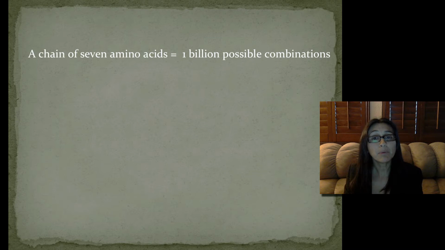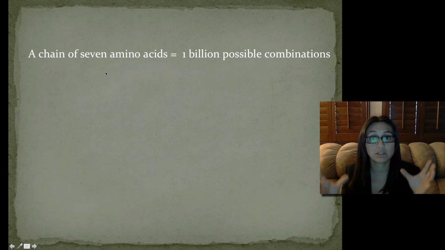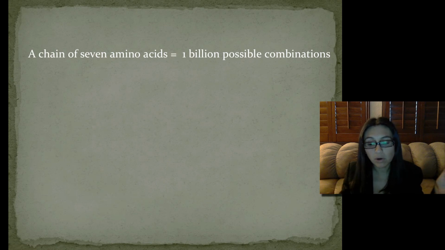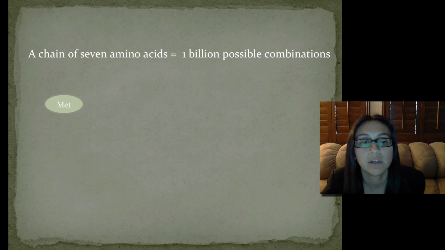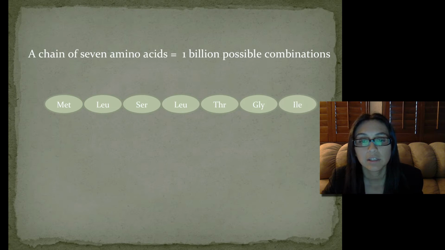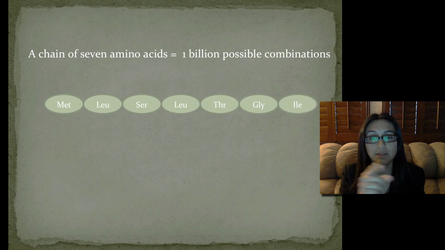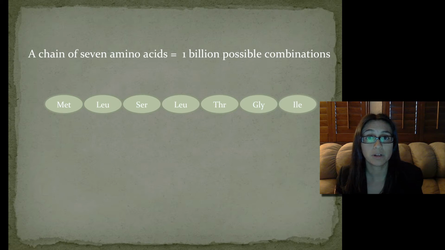Alright, so an example of the primary structure. If we took just 7 of the 20 amino acids and put them together, 7 in a row in multiple combinations, you can get 1 billion possible combinations alone. So here I've put together 7 of the amino acids. That's an example of an amino acid sequence. Those are the exact amino acids put together in a specific order.